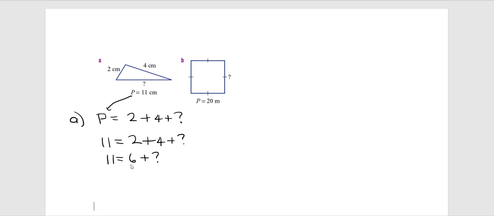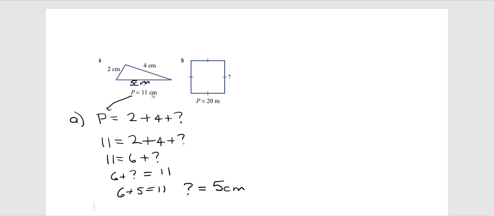So 6 plus something gives me 11. You can write it this way as well. What is 6 plus something to give me 11? It's the same thing. We call this an equation. Now, you can solve this using equation skills. If you haven't learnt equations, that's okay. You can just solve it using your knowledge of addition. Well, I know 6 plus 5 gives me 11, which means that this question mark, this unknown side length, must equal 5 centimeters. So that's the answer, 5 centimeters.